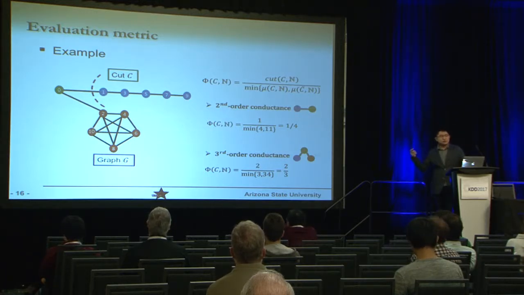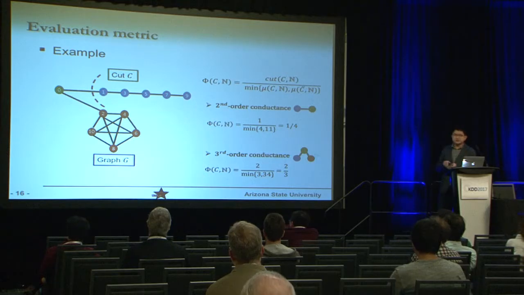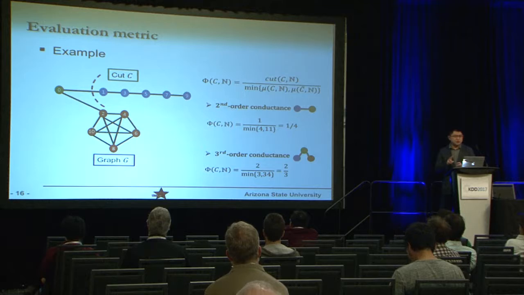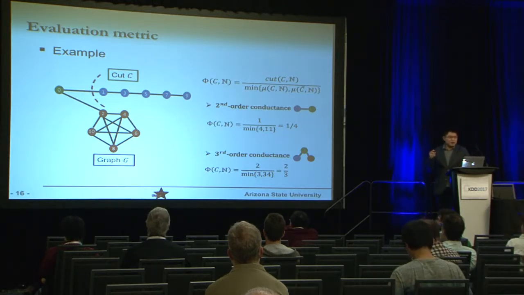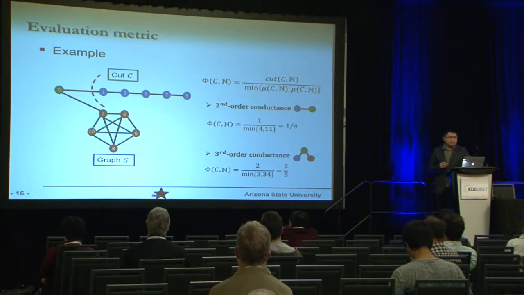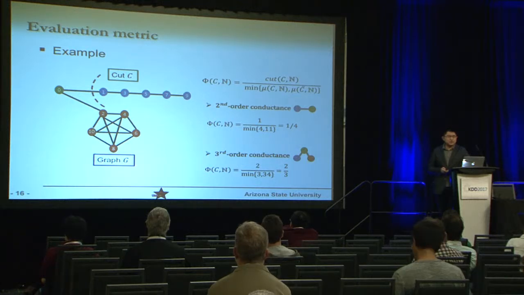When we extend to high order, such as the third-order network structure, the 3-node line, then it changes. The numerator equals 2 because 2 three-node lines are broken due to the partition, which are 2, 0, 1, and also 0, 1, 3. So 2 broken. And the denominator equals 3, because for the smaller set, the blue nodes only contain 3 three-node lines. So the final result is 2 over 3.